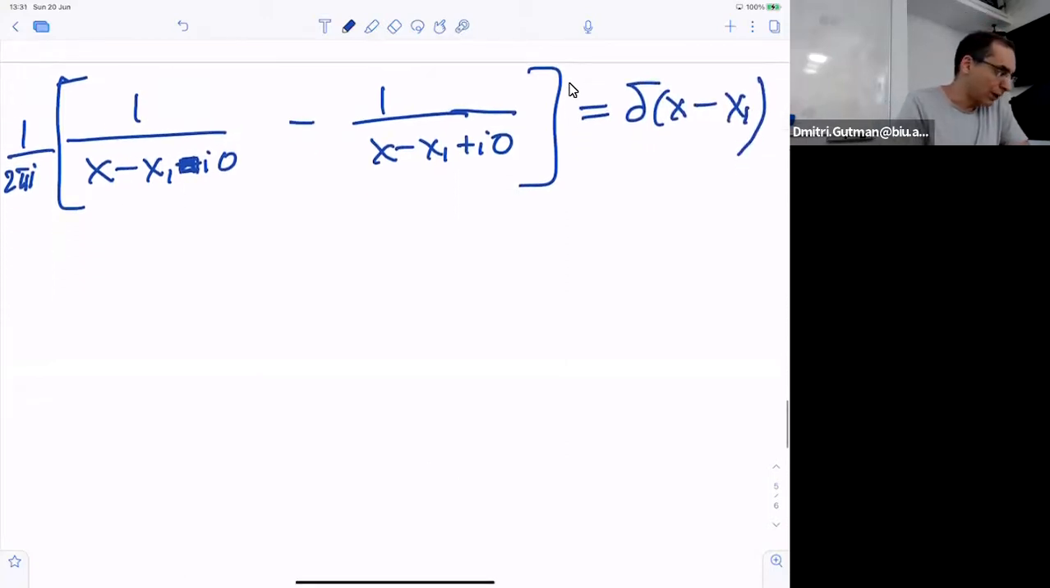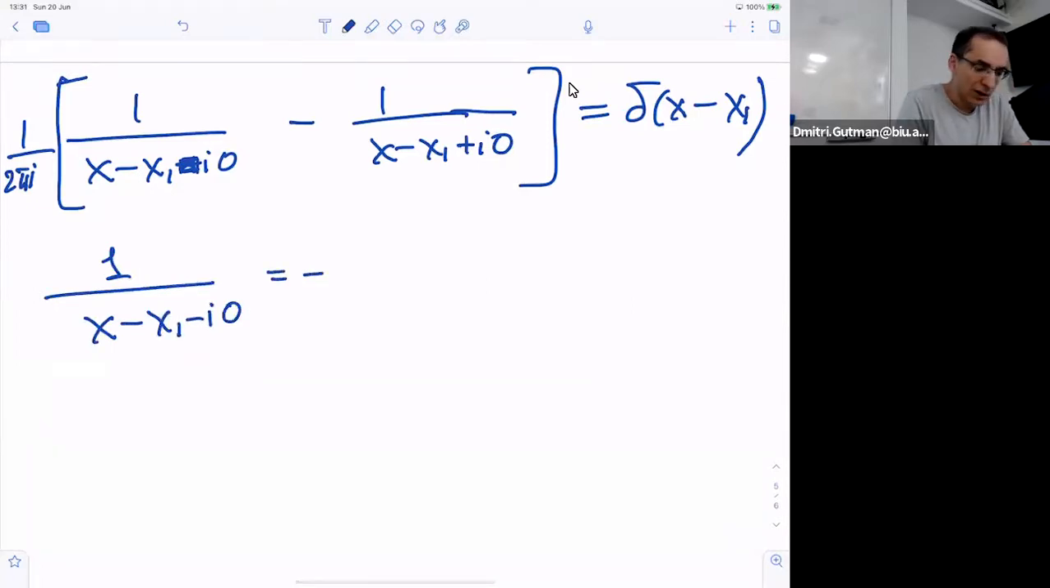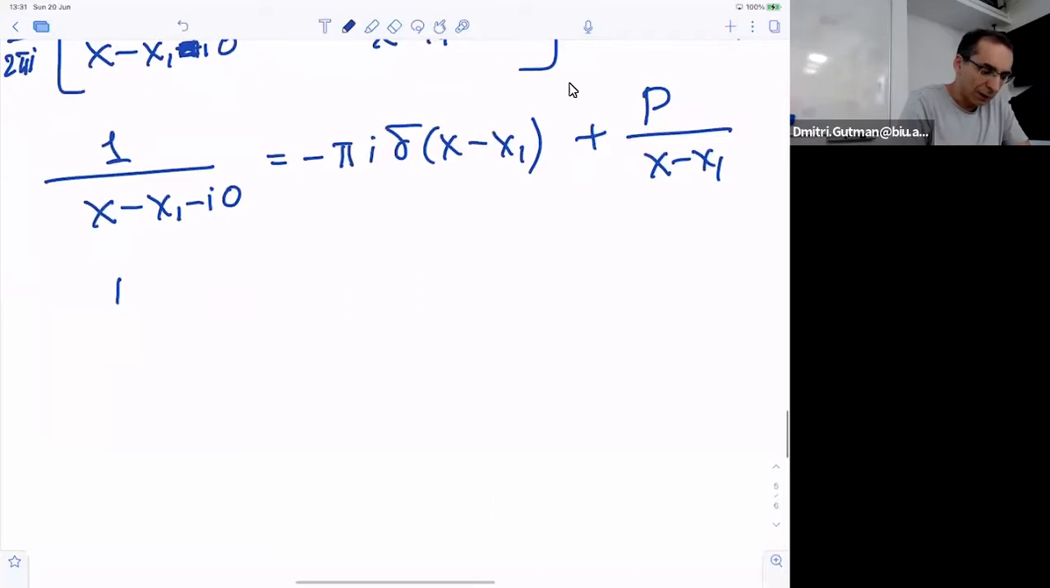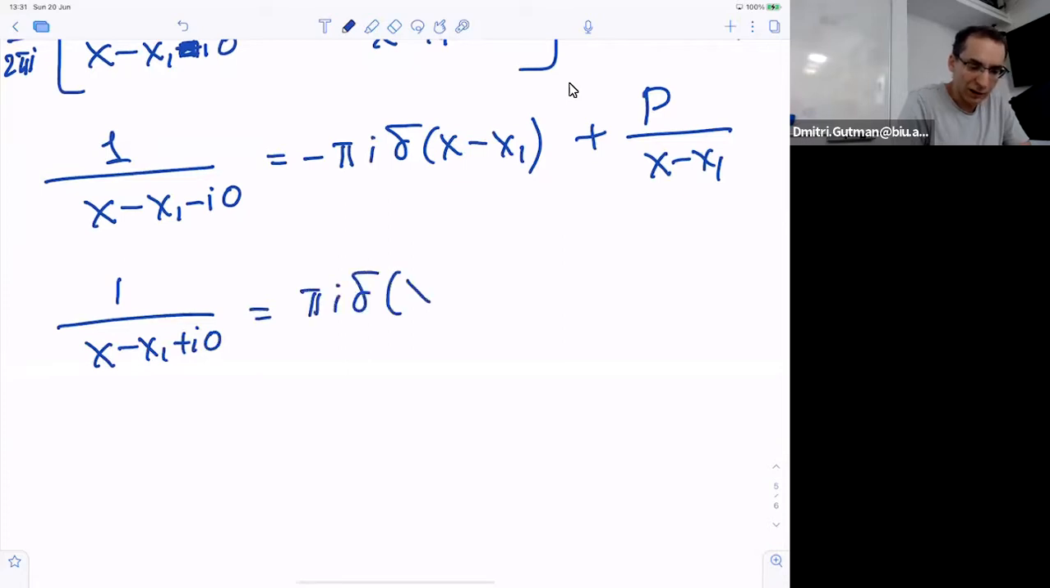So what we can extract from this is that 1 over x minus x1 minus I0 is essentially minus pi I times the delta function of x minus x1 plus the principal value of 1 over x minus x1. And 1 over x minus x1 plus I0 must be the complex conjugate, so it's pi I delta of x minus x1 plus the principal value of 1 over x minus x1.